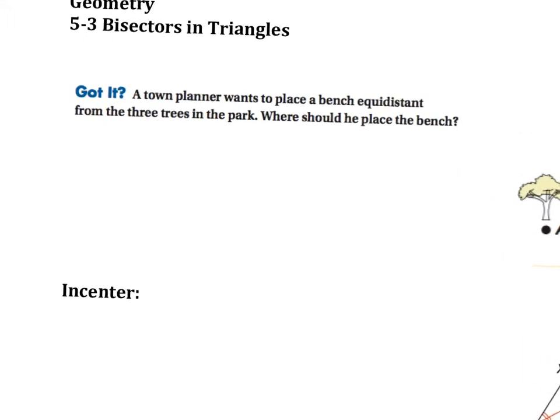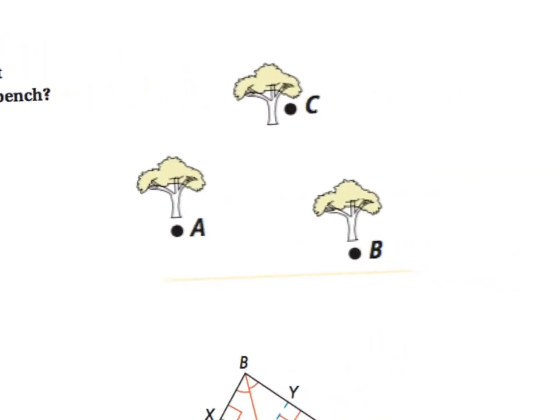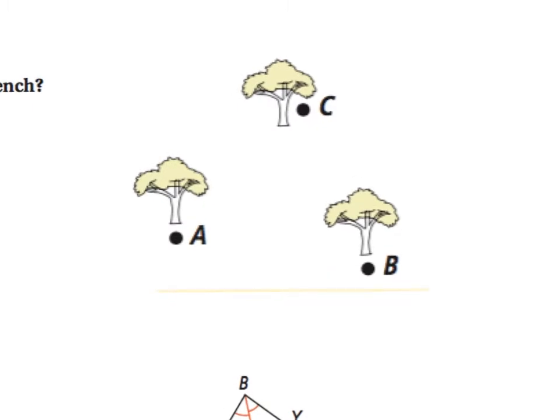This problem here: a town planner wants a bench that's equidistant from 3 trees in a park, okay? So here are 3 trees, or it could be a bathroom that's going to be close to 3 different buildings, or whatever the case may be. So here's a tree, and here's a tree. They're going to put a bench somewhere. Where should I put that bench? I have an infinite number of opportunities to put it. However, only one of them is going to be equidistant. Only one bench is going to be equidistant from every single tree. So how do we do that? Well, we form the triangle.